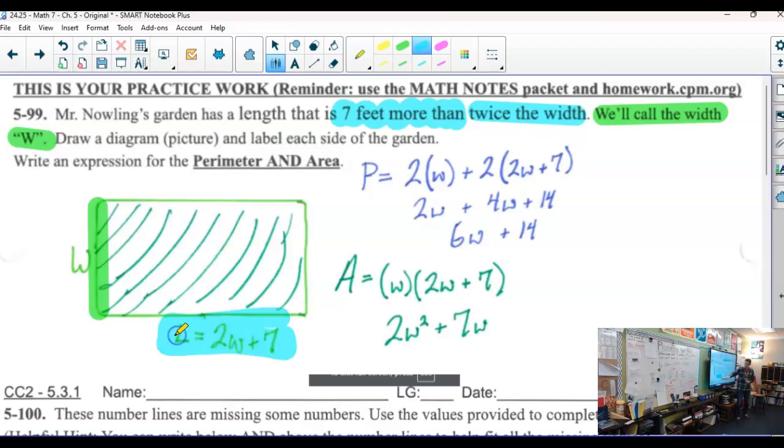So we then go do, and I'm going to write it again to make sure that you can see it. We do 2W plus 7. Questions on how I set up 2W plus 7? Twice the width would be 2W. 7 more than that, we got to add 7 to it.